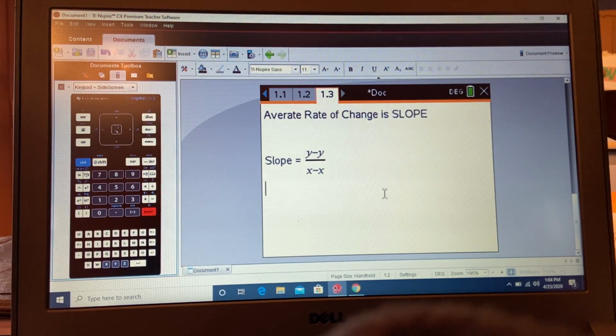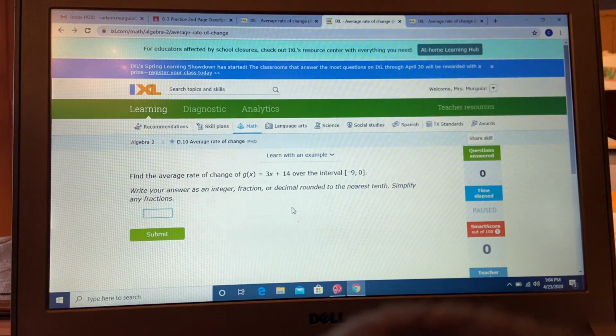So the definition of the average rate of change is slope. Our slope formula is y minus y over x minus x. Now normally we have done slope through linear equations, y equals mx plus b. So if we look at this problem, we see that it is a linear equation. It's 3x plus 14. So it's asking for the slope from the interval over -9 to 0.